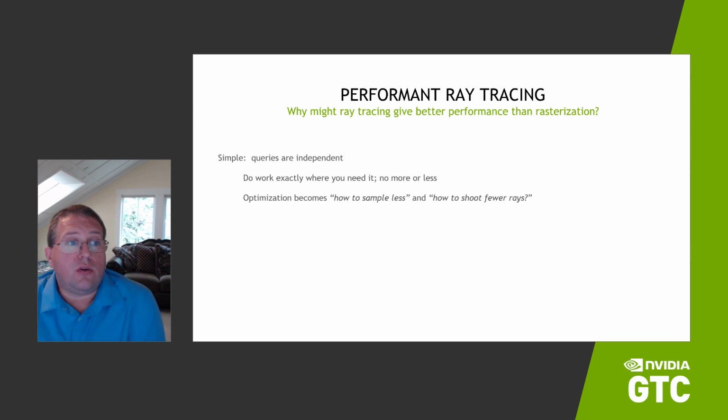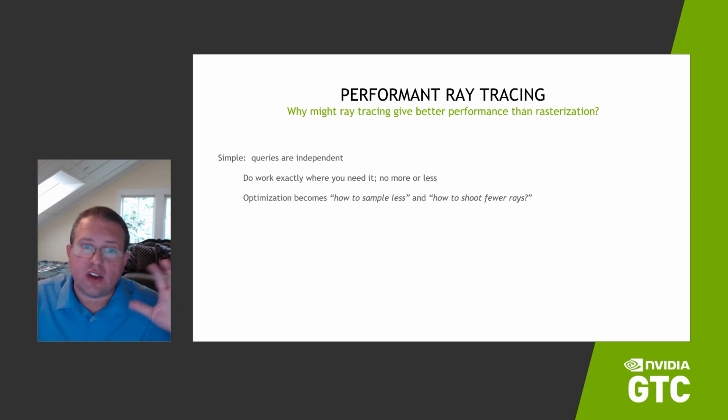I'd like to argue that this is actually pretty simple. The reason ray tracing can be faster is the queries are independent. And what this means is you can do work exactly where you need it, no more and no less. And optimization then becomes, how do I sample less, or how do I shoot fewer rays, whereas with rasterization you have to think about amortization, all sorts of complicated things like that.